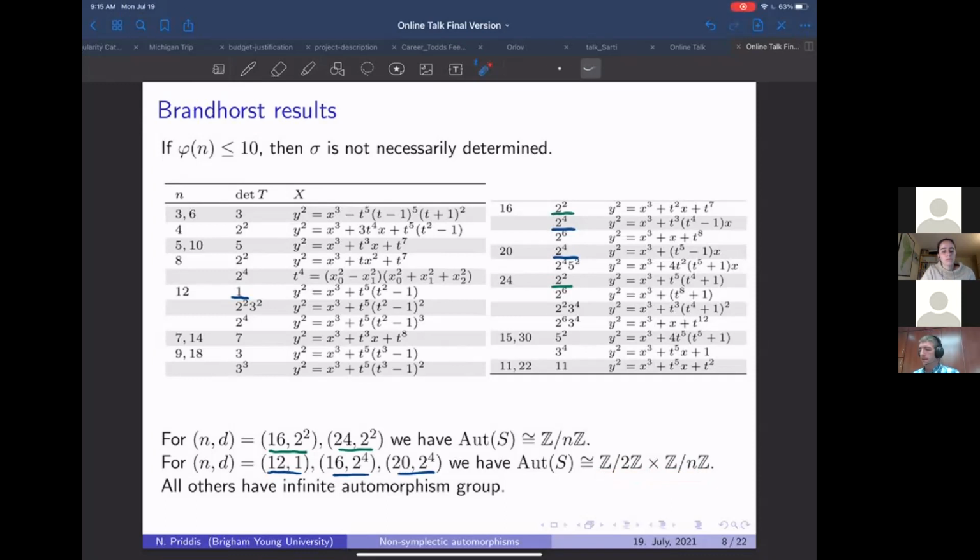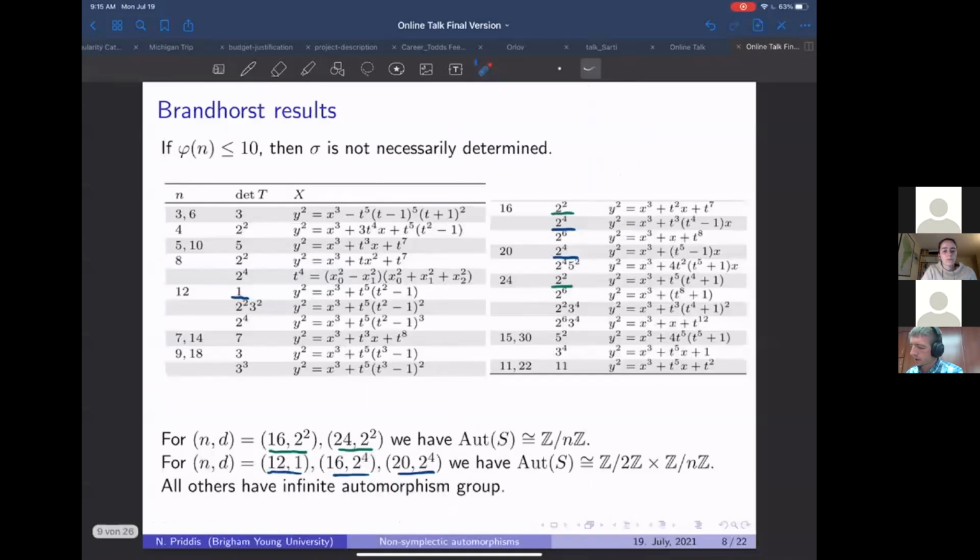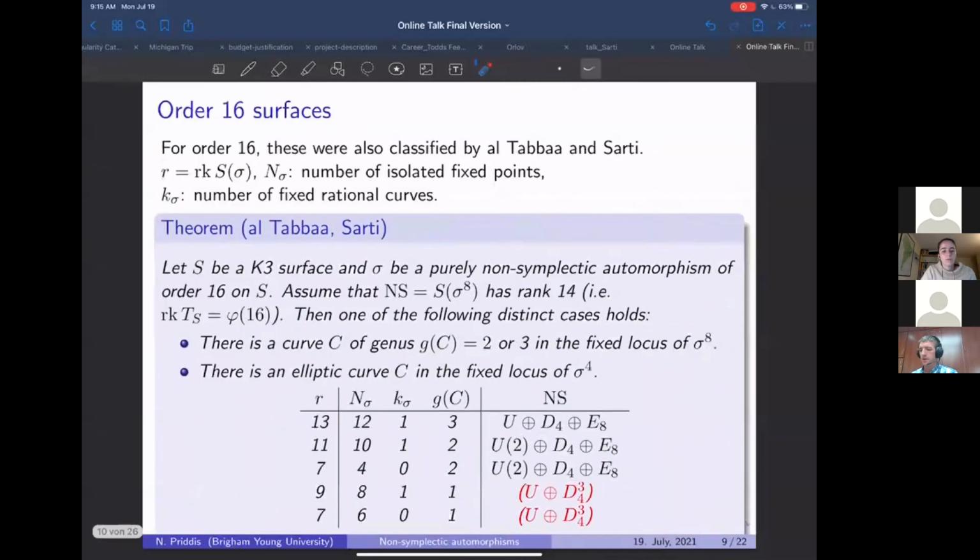So I'm going to skip and come now just to this bit of the table right here with 16, because there is another result that I want to talk about. It's by Artebani and Sarti. We talked about order 16 automorphisms, and in their paper they did a good job classifying all purely non-symplectic automorphisms of order 16, but I'm just zeroing in on the case that intersects with Brandhorst's paper.